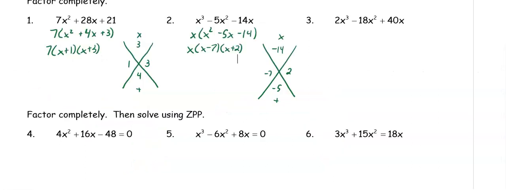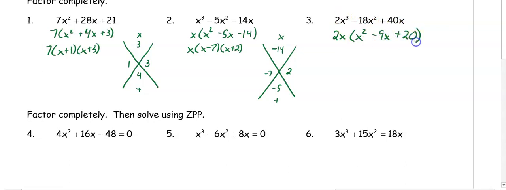So number 3, we have 2x cubed minus 18x squared plus 40x. So in this case, we have one too many x's because every term has an x and only the first two are supposed to. And there's this 2 here. So 2x is going to be our GCF. So we're going to decrease the x and divide everything by 2. So we get x squared minus 9x plus 20.